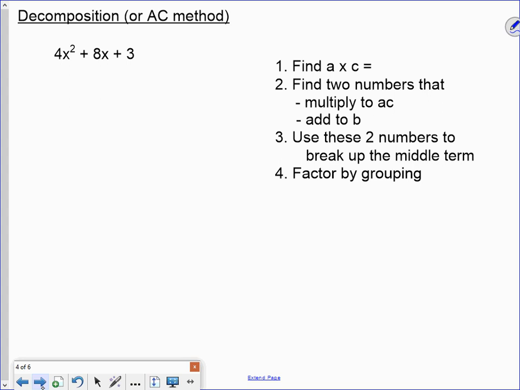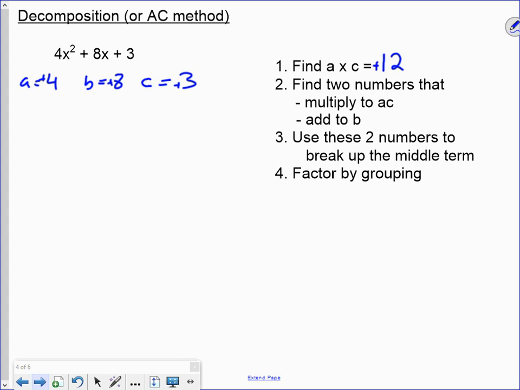We look at our trinomial here. We identify our values of a, b, and c. So a is 4, b is 8, c is 3, and these are all positive. All right, find a times c. So a times c is 4 times 3, positive 12.